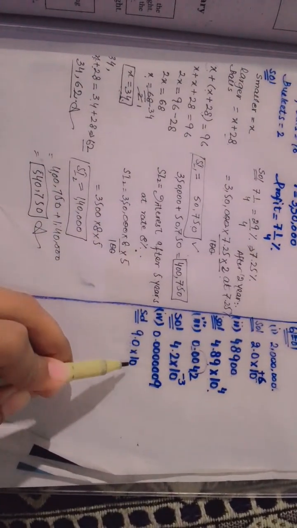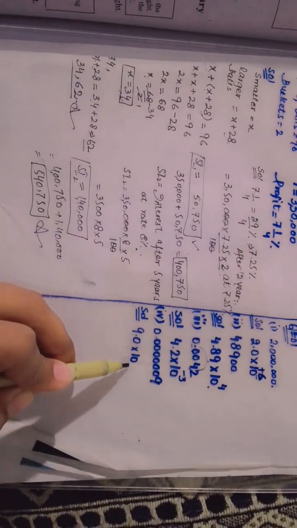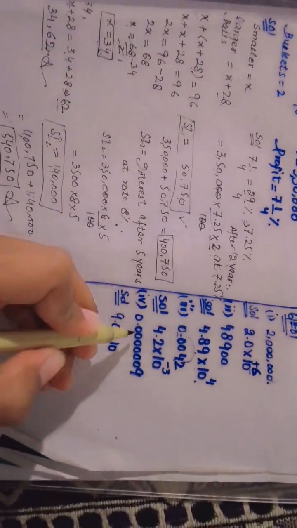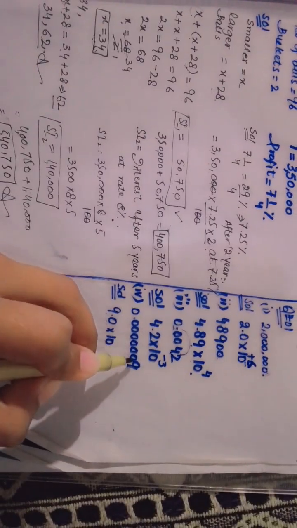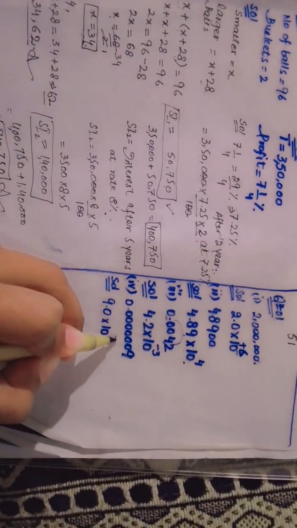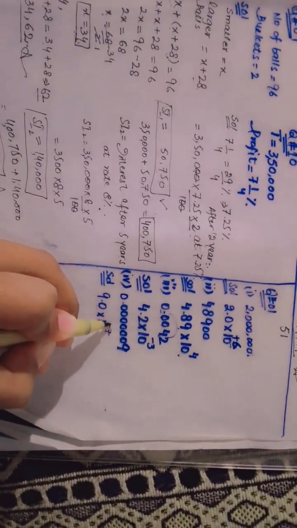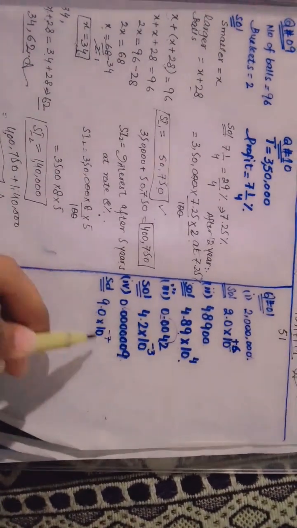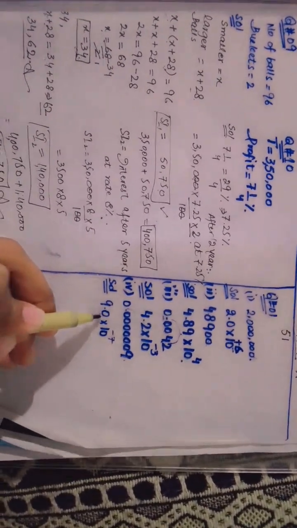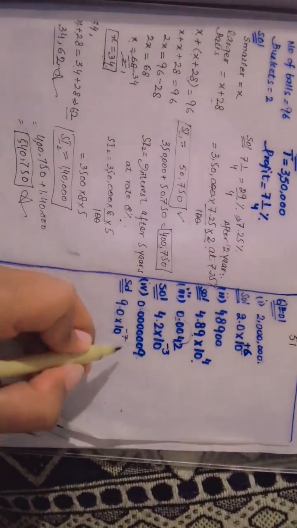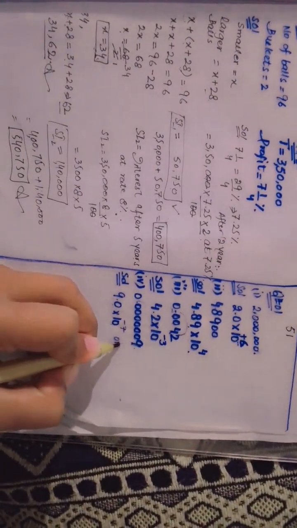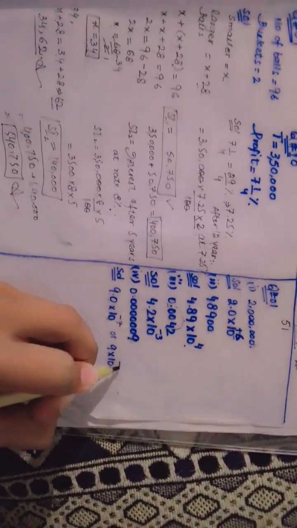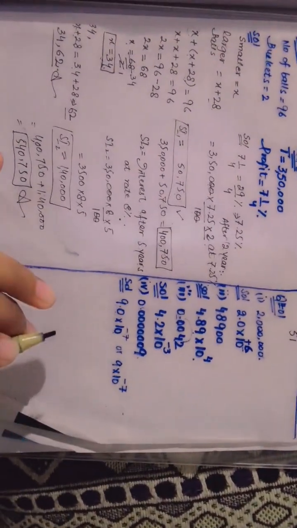So 9.0 multiplied by 10 की raise will be equals to 1 2 3 4 5 6 7. Its power will be 7, but it will be negative because it's moved from left to right. So its answer will be 9.0 multiplied by 10 की raise minus 7, and we can also write in this manner 9 multiplied by 10 की raise minus 7. Both answers will be correct.